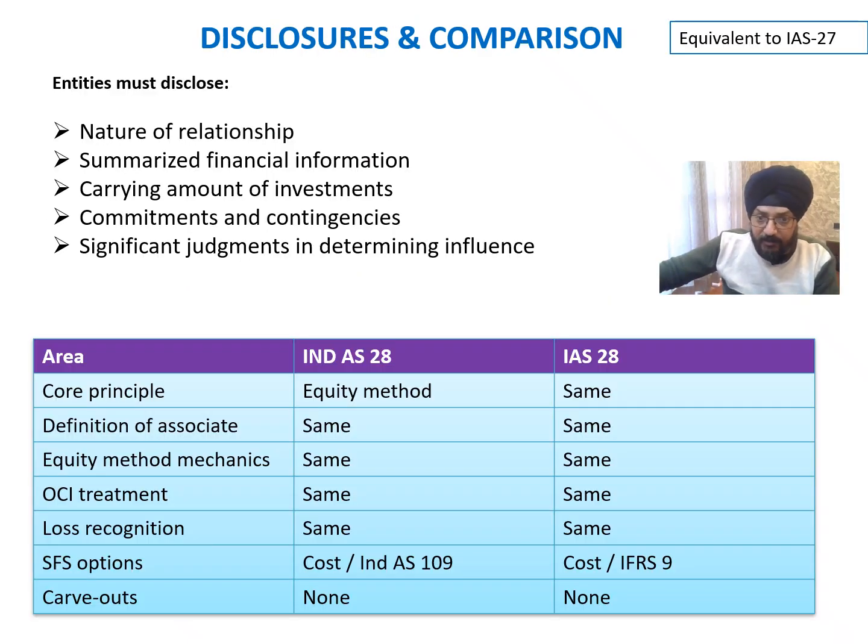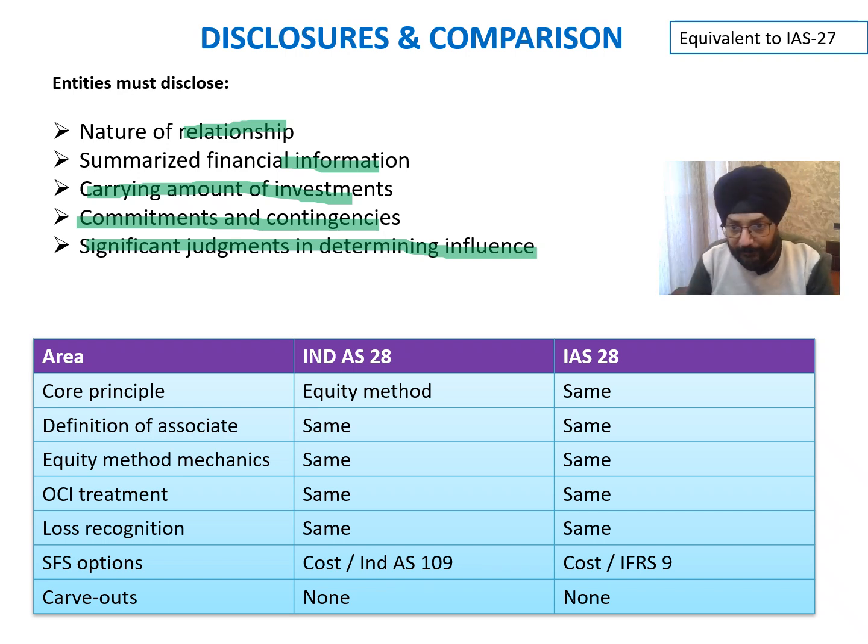Okay, so the key items that need to be disclosed as part of Ind AS 28 are the nature of the relationship, summarized financial information, carrying amount of the investments, commitments and contingencies, and significant judgment in determining the influence. These are the typical disclosures required under Ind AS 28. And if we compare IAS 28 with Ind AS 28, this is largely the same. There is no gap.